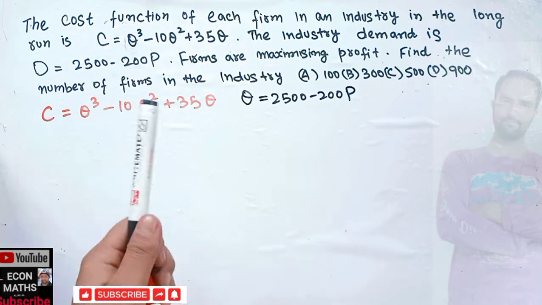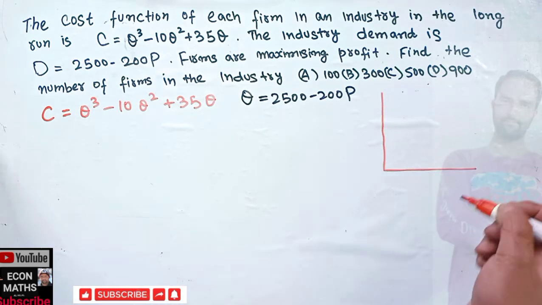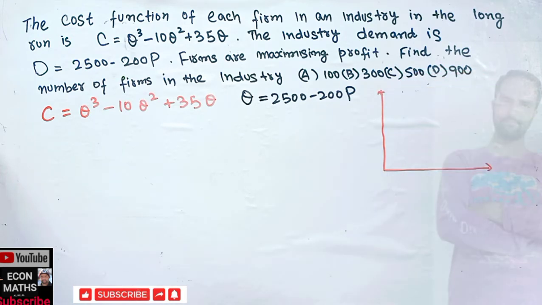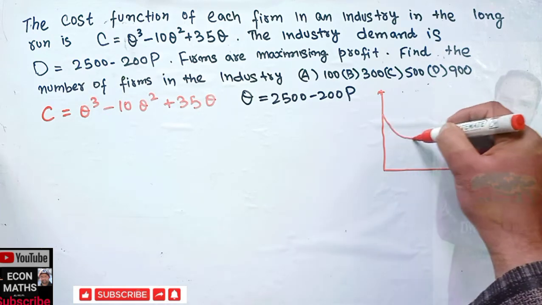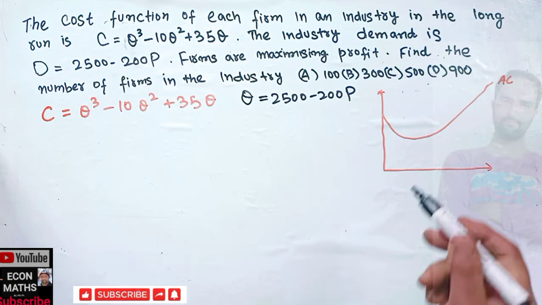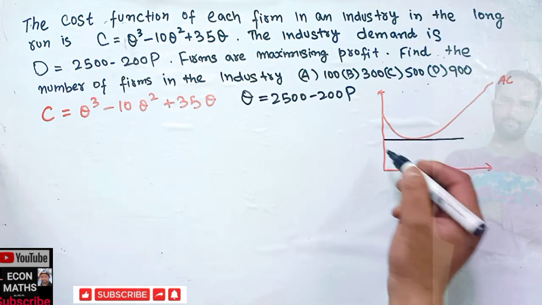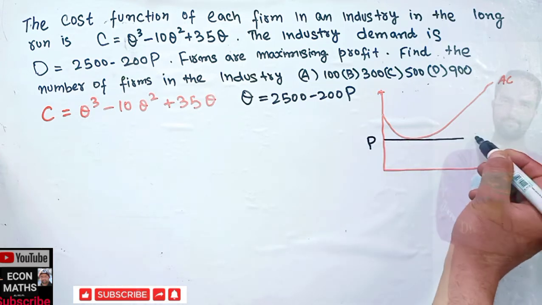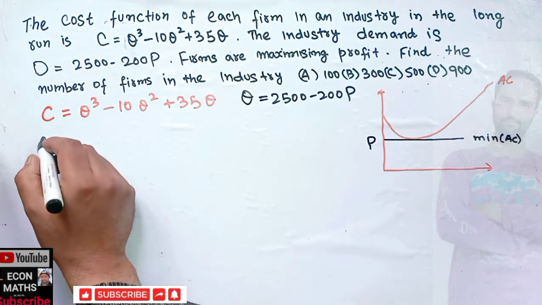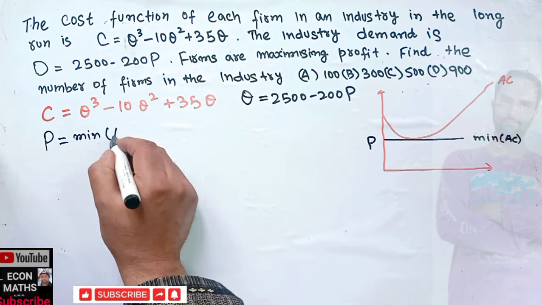Okay, and we are told that the situation is about the long run. So in the long run, what will be the price? Let us denote our average cost, let us say this is our average cost. In the long run, price is equal to the minimum of average cost. So price will be equal to the minimum of average cost. So in the long run, price is equal to the minimum of average cost.